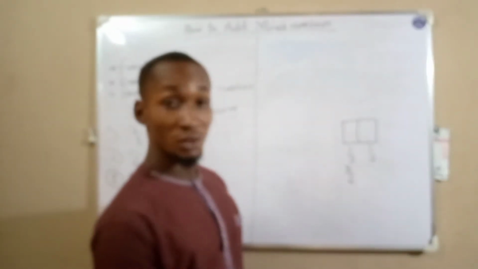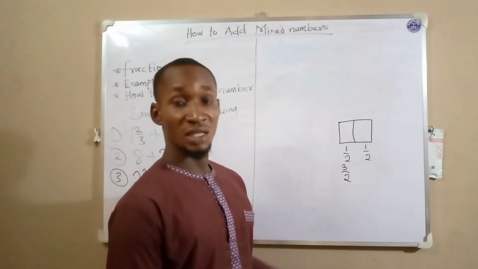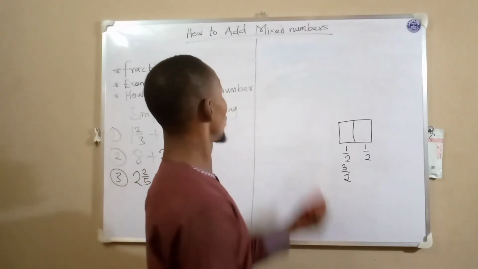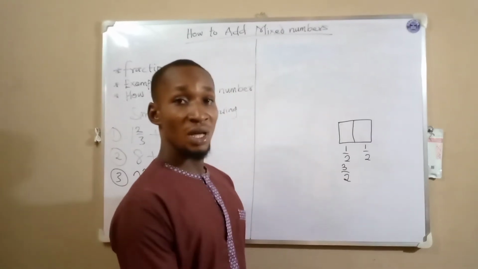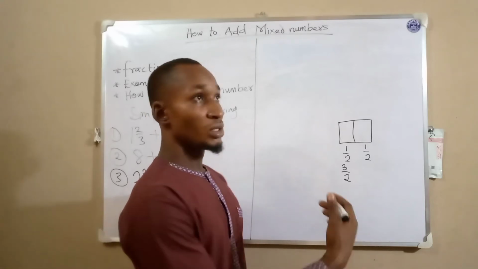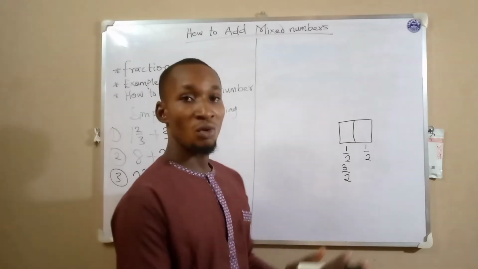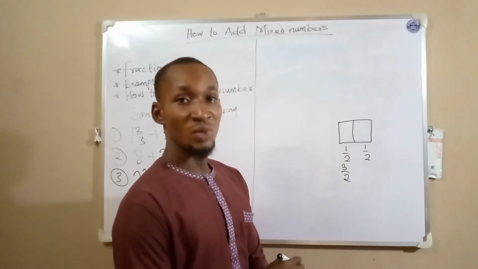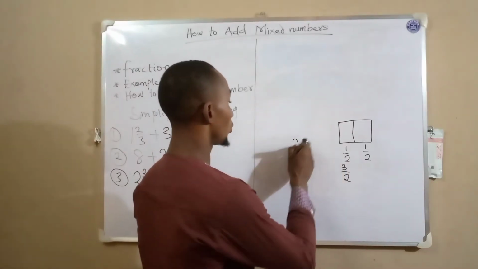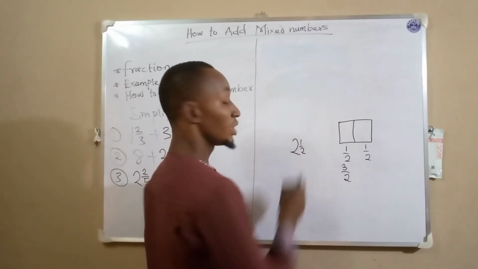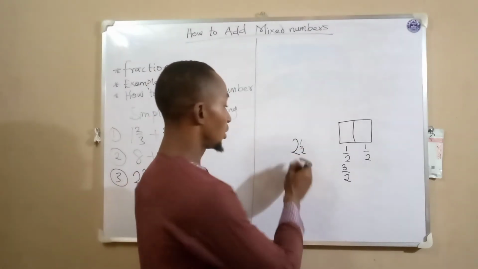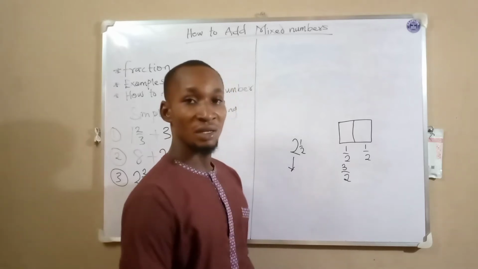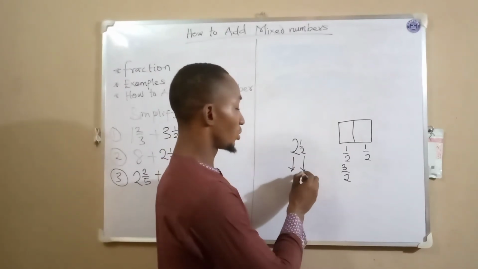To cut it short, having gotten this concept, these are the examples of a fraction. We want to talk about mixed numbers. What is a mixed number? A mixed number is the coming together of a whole and a fraction. For instance, you have 2 whole number 1 over 2. This is called a mixed number. The 2 here is called a whole number, while this is called a fraction.